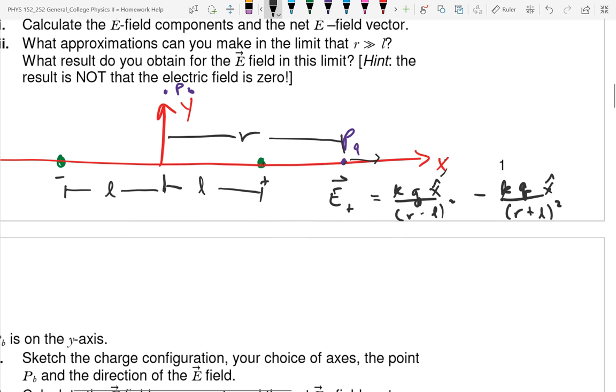Now I have to combine these. And this is the first place where people run into problems. People don't combine them, and then when they do the limit, they get 0. That's why I gave you the hint that the answer for the limit is not 0. So how do I combine these two equations?